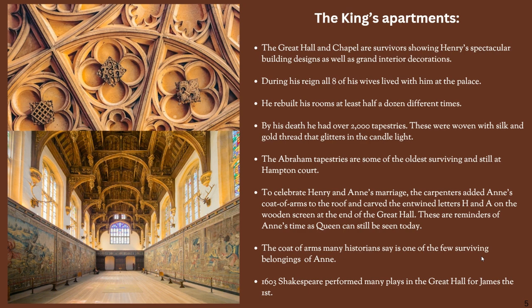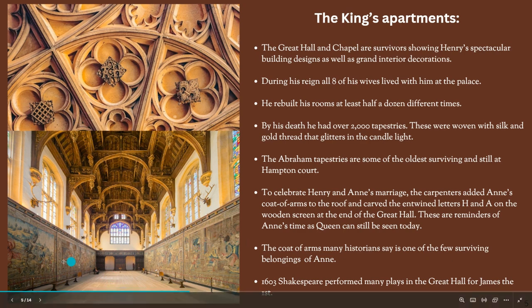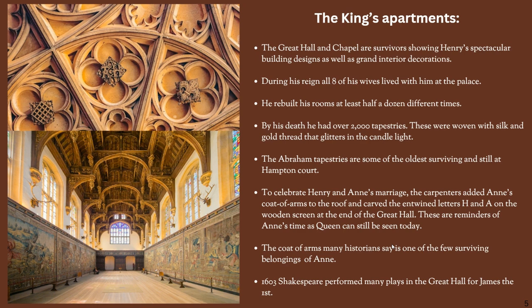The Abrahamic tapestries along these walls are some of the oldest surviving and are still at Hampton Court. And to celebrate Henry and Anne's marriage, the carpenters added Anne's coat of arms to the roof and carved an intertwined H and A on the wooden screen at the end of the Great Hall. These are reminders of Anne's time as queen and can still be seen today.